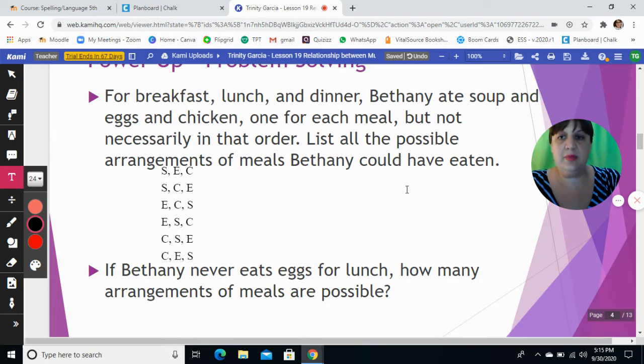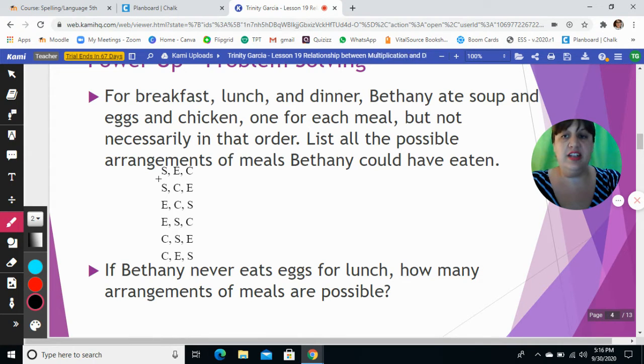Okay, we have now done what it says. It says list all the possible arrangements. If Bethany never eats eggs for lunch, how many arrangements of meals are possible? So what do we need to figure that out? If she never has eggs for lunch, the easiest way I can think of is just to cross off the ones where she had eggs for lunch, right?